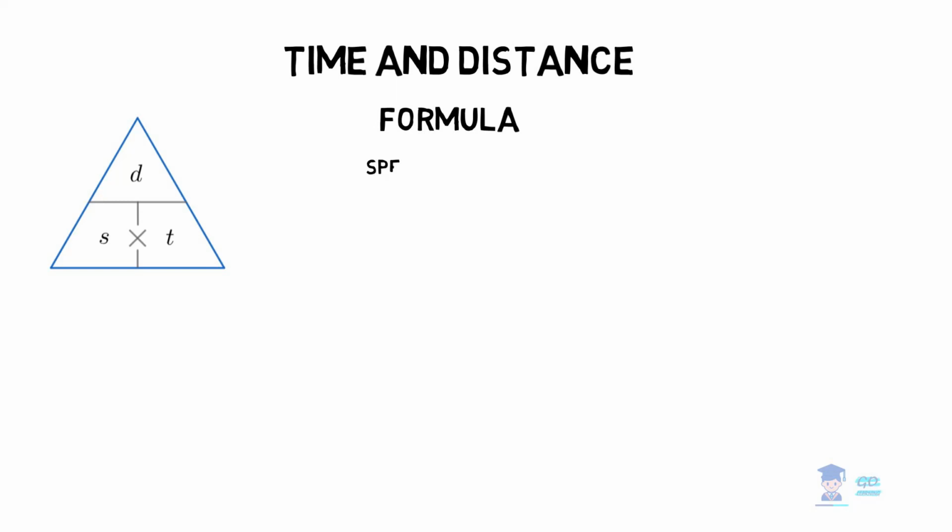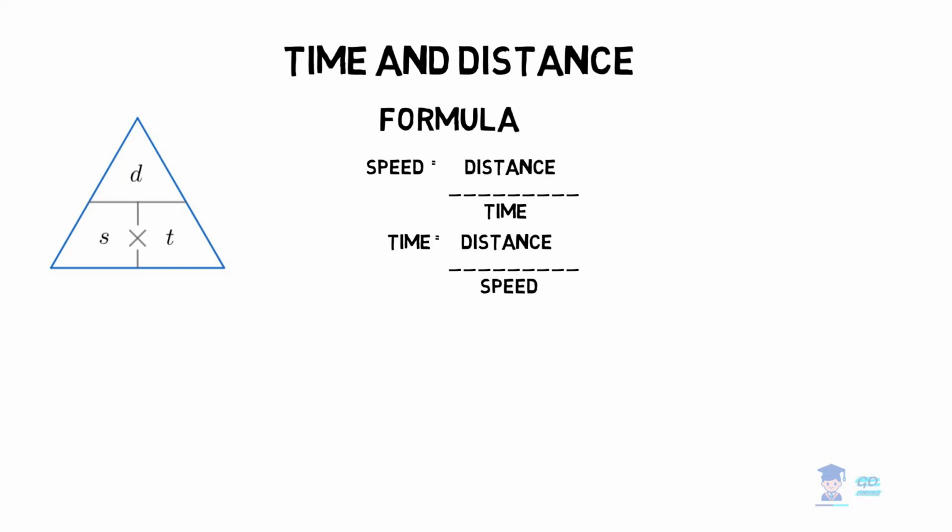When you want speed, you just hide the speed from the triangle. You can see d by t, so distance by time. Similarly, when you want time, hide the t. You have d by s, so that's distance by speed. Also, when you want distance d, you just hide d. You have s into t, so speed into time. So these are the formulas.